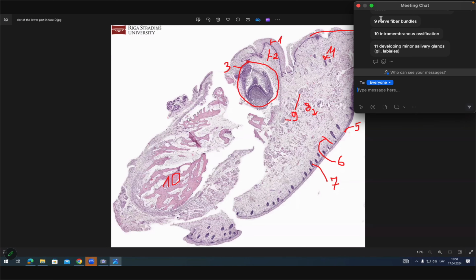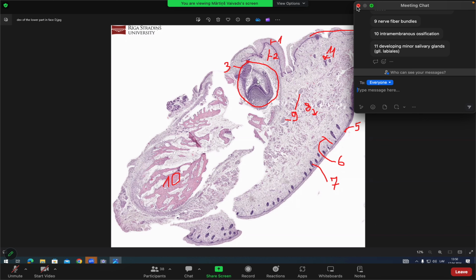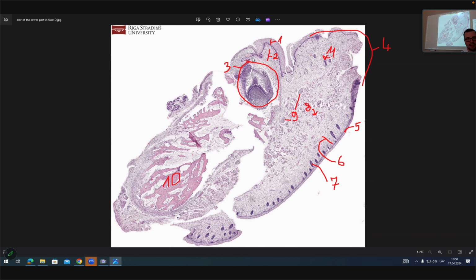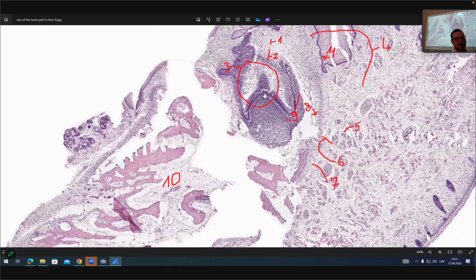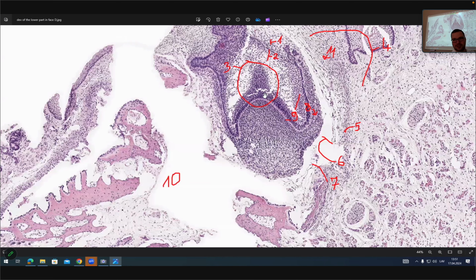So minor salivary glands. And in general, that's everything. As I mentioned, I won't ask you specific tooth structures like the lamina dentis, inner and outer enamel epithelium, then stratum intermedium, stellate reticulum, dental papilla, dental sac. These structures won't be asked. Yes? We see them, but I won't ask them because you already have hundreds of structures to memorize.